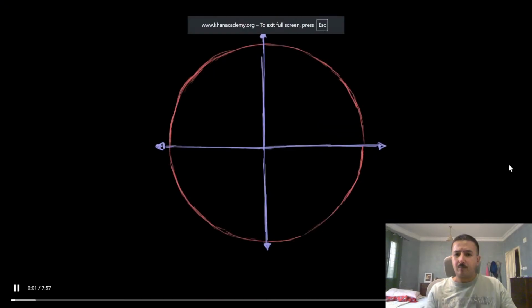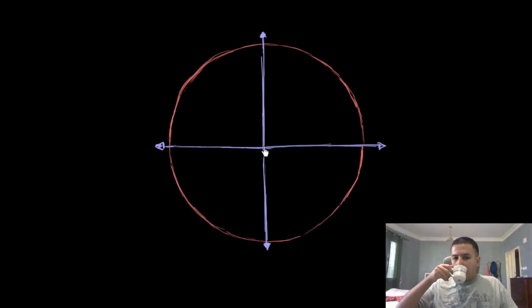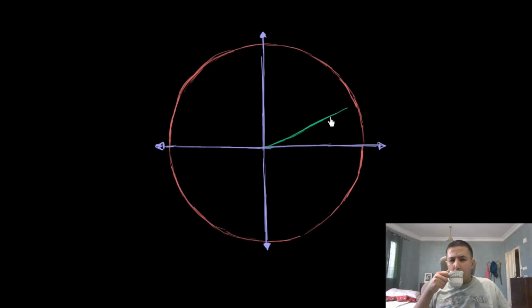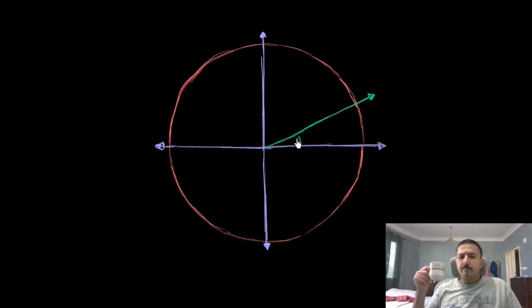So let's explore the unit circle in a little bit more depth. Let's just start with some angle theta. And for the sake of this video, we'll assume everything is in radians. So this angle right over here, we would call this theta.